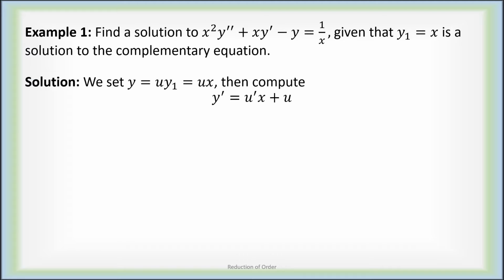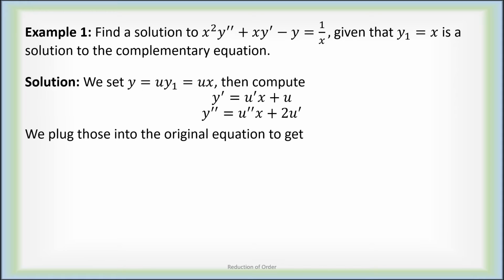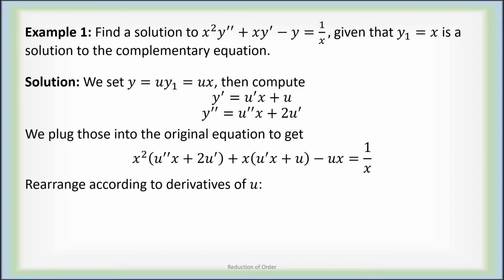Well then, its first derivative is u' x plus u, and now x' is just 1. And its second derivative we can compute like this, u'' times x plus 2u'. We plug those into the original differential equation to get x^2 times y'' plus x times y' minus y equals 1/x. Now we rearrange by what derivative of u appears, and we get x^3 u''. That's what we get from this term right here.